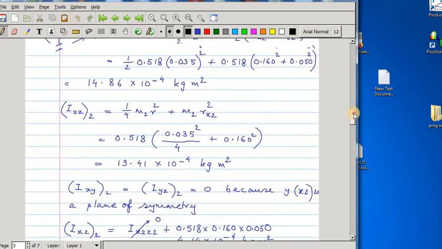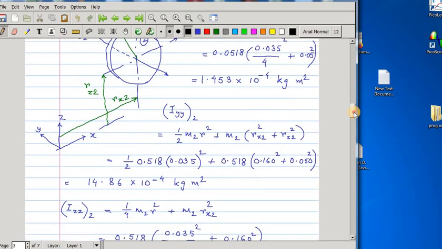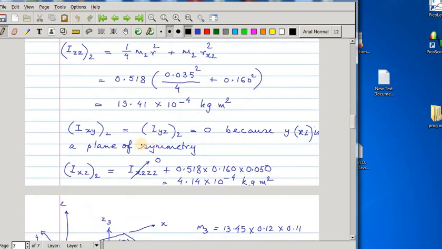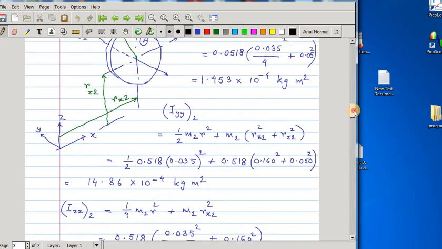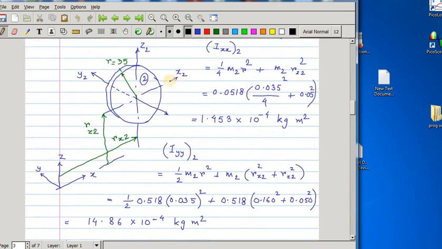And here again y is a plane of symmetry. So any product of inertia having y in it will be 0. But Ixz2 will be Ix2z2. Since both x2 and z2 are axes of symmetry, Ix2z2 will be 0.